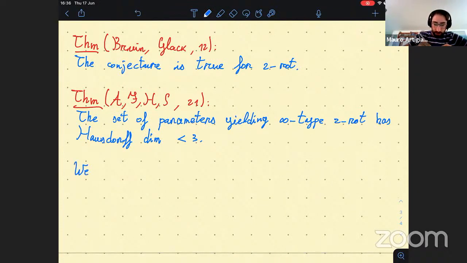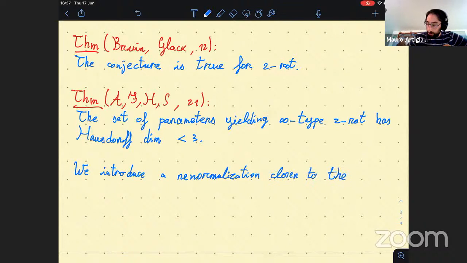So we introduce a renormalization closer to the Rauzy one, and exploit Fougeron's work on simplicial systems.